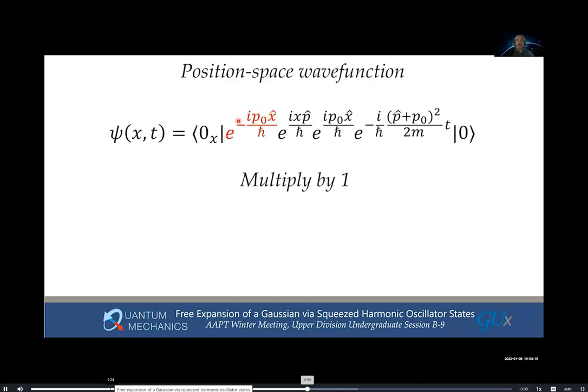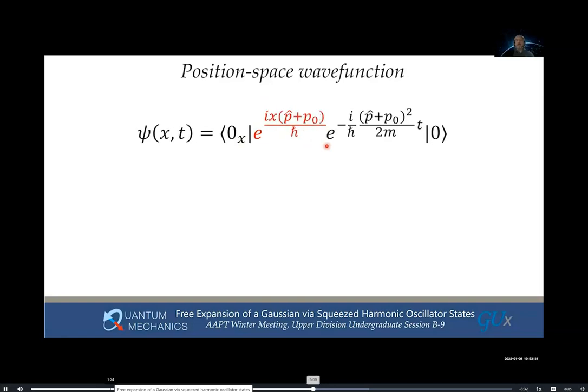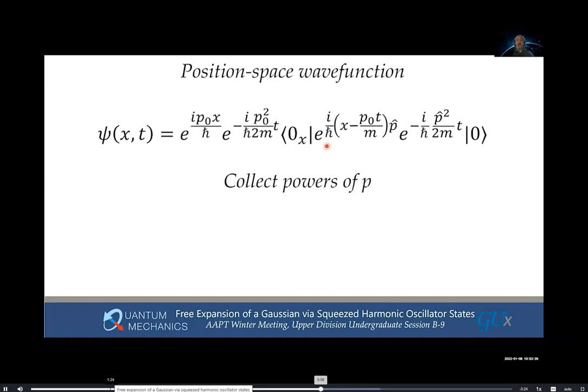because x acting on this is 0, so this is just e to the 0, which is 1. And now I have another Hadamard that just shifts the P. And now I'm going to just group terms. I'm going to take terms that don't have operators out, and I'm going to have a linear term in P and a quadratic term in P. So these are the terms that are just constants. Here's the linear term in P, and here's the quadratic in P.